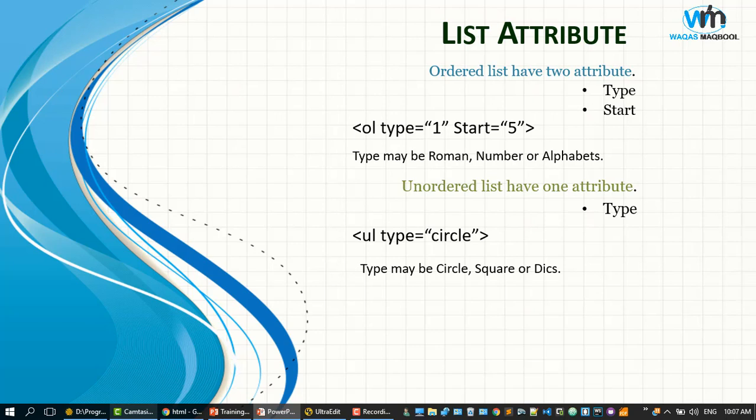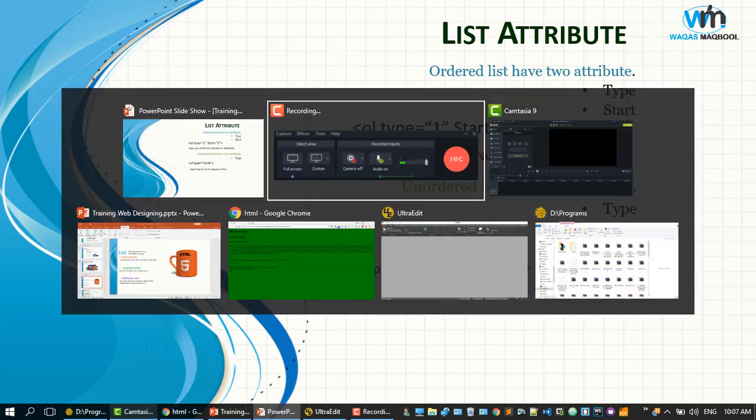And for the unordered list, the type changes. It is an unordered list, so circle, square, and disc are used as the type attribute values of the unordered list. So I will show this as a practical.